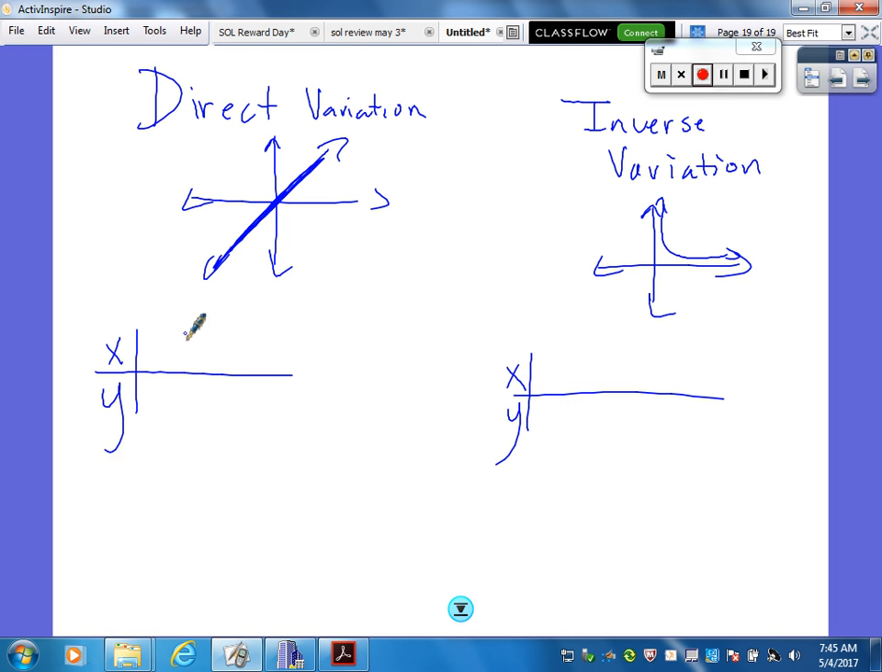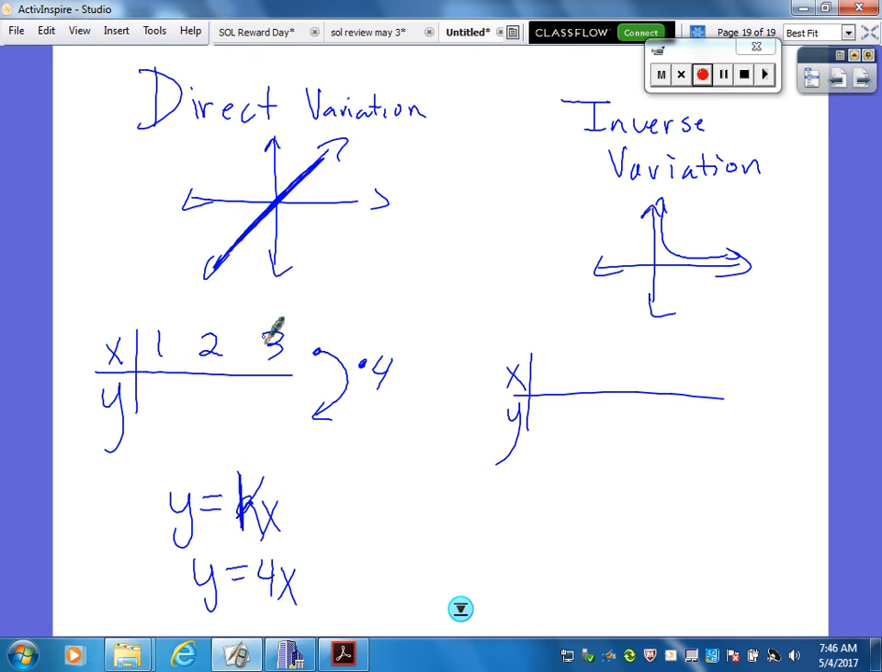So let me give you a table that helps you out. If I had 1, 2, and 3, and I was having direct variation, then you would multiply by the same thing to get your second thing every time. So it looks like this: y equals ax or kx. This time I'm going to do y equals 4x, and that means I need to multiply by 4 from every x to every y. So 1 times 4 is 4, 2 times 4 is 8, and 3 times 4 is 12.